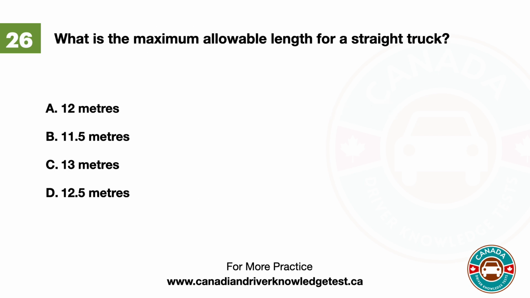Question 26. What is the maximum allowable length for a straight truck? A. 12 meters. B. 11.5 meters. C. 13 meters. D. 12.5 meters. The answer is D. 12.5 meters.